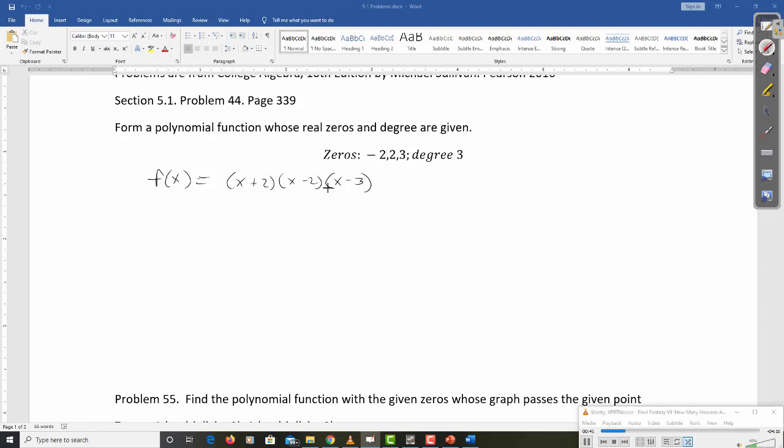This already has degree 3. If I multiplied it out, I would get a third degree polynomial. So this is fine for an answer. It's not the only answer you could get. You can't have any more x's, because if you have any more x's multiplied, it'll be a fourth or fifth degree. But you could put a coefficient out here, like 3 or 17 or 1/3 or something.